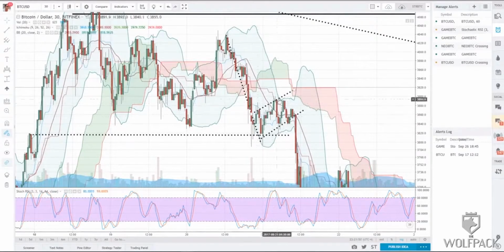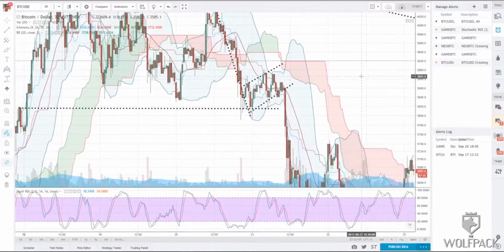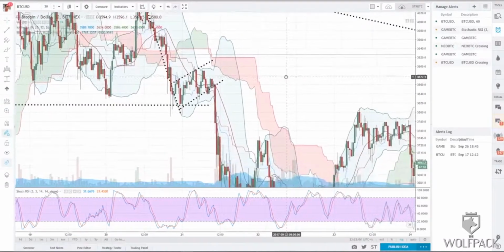Whenever it comes up a little bit, that's your cue to get out of there, because when a bear flag is being made, it just means that it's going to come back down, and it's usually going to come back down even harder.